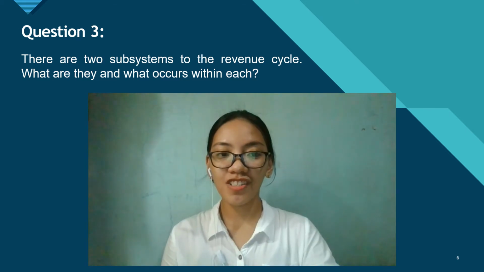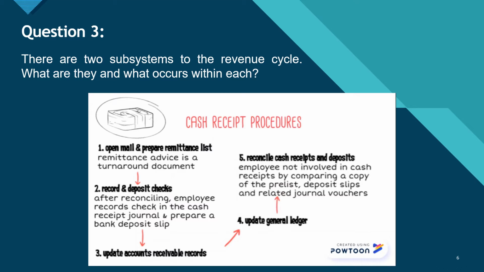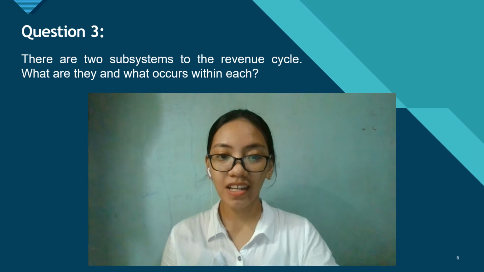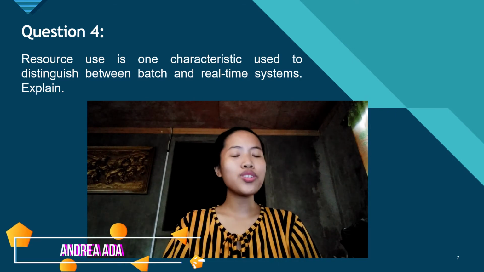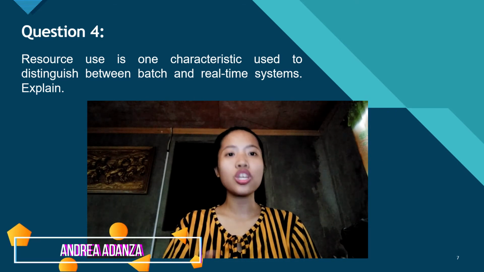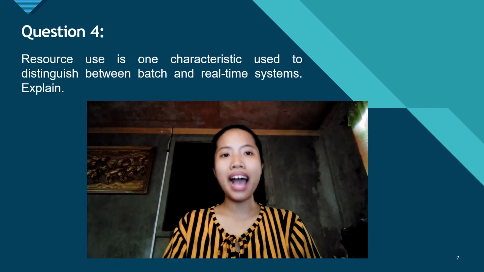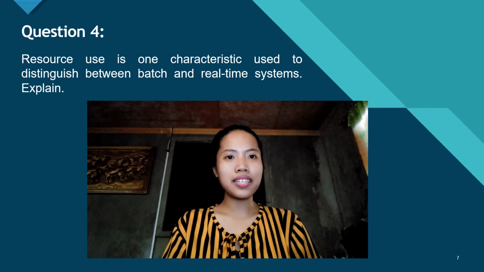Cash receipt procedures are: open mail and prepare the remittance list; record and deposit checks, where the employee records checks in the cash receipt journal and prepares a bank deposit slip; update accounts receivable records; update the general ledger; and lastly, reconcile cash receipts and deposits. So going with the 4th question, we have: resource use is one of the characteristics used to distinguish between batch and real-time systems.